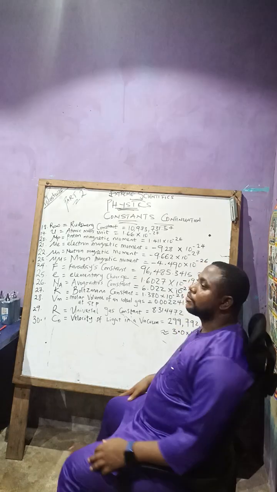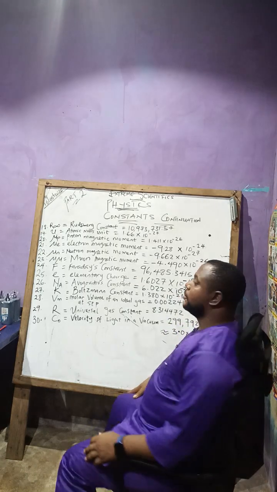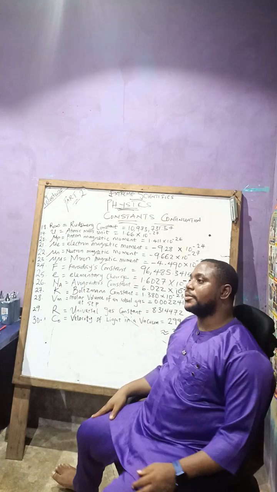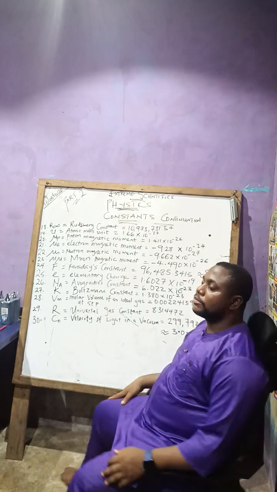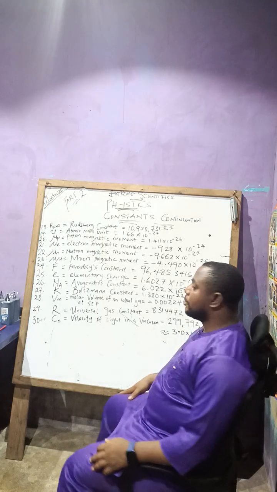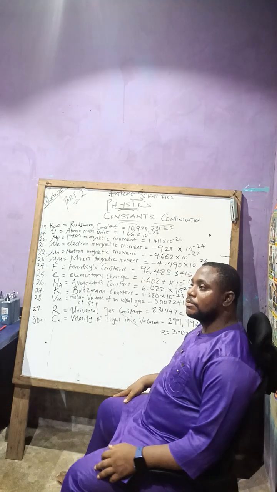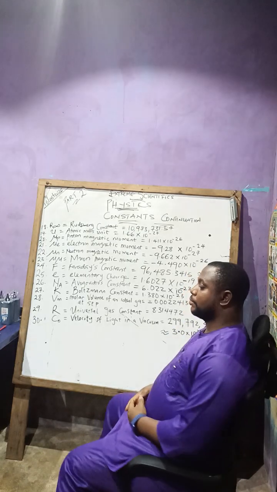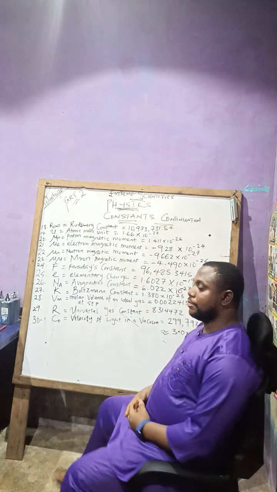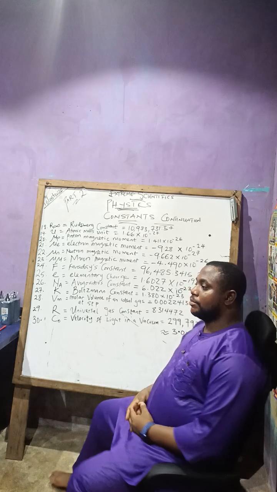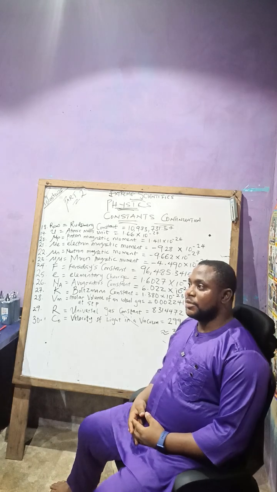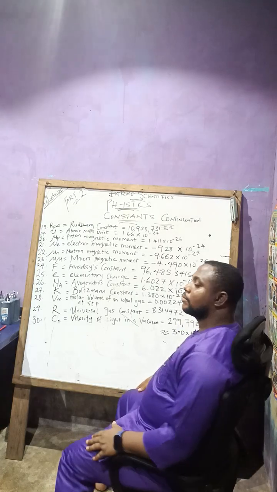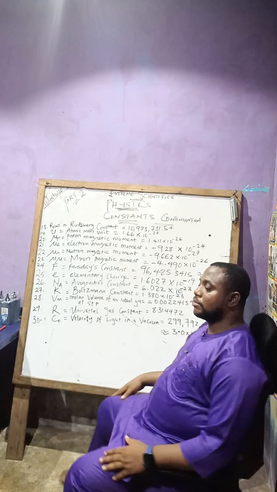Lambda C, Compton wavelength, 2.426 times 10 raised to the power minus 12. Small letter r e, classical electron radius, 2.818 times 10 raised to the power minus 15. Gamma P, proton gyromagnetic ratio, 26.7.